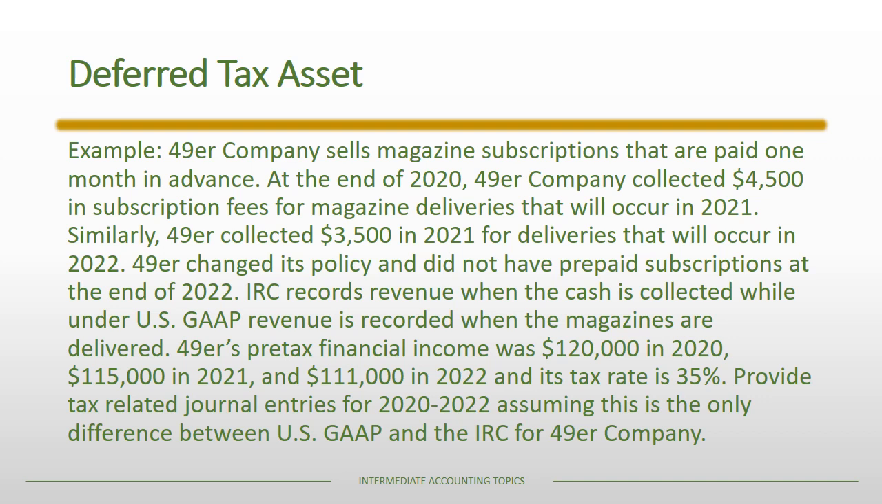prepayments in 2022. The Internal Revenue Code records revenue when the cash is collected, while under US GAAP they wait until the magazines are actually delivered. And then we have information for pre-tax financial income under each year 2020 through 2022. We're going to do the same framework we've been doing all along, and we'll get to the journal entries for 2020 through 2022 for the income tax.